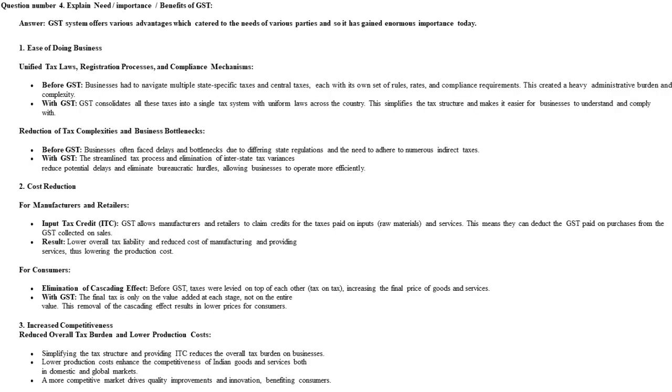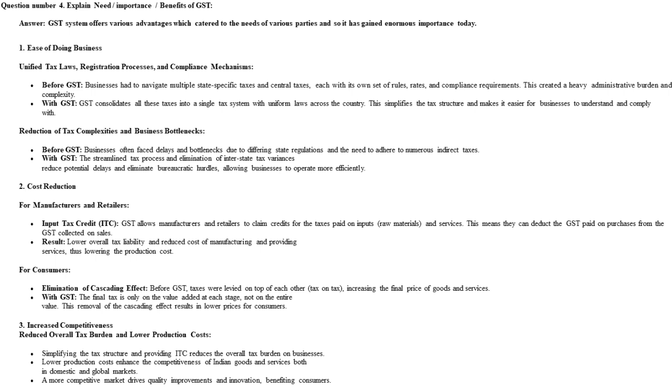Next question. Question number 4. Explain need, importance, benefits of GST. Answer. The GST system offers various advantages which cater to the needs of various parties and so it has gained enormous importance today. 1. Ease of doing business.